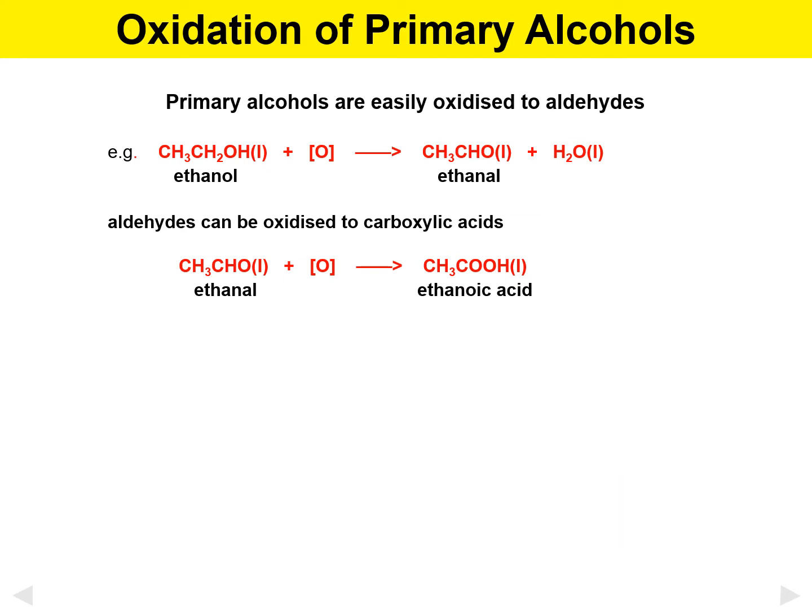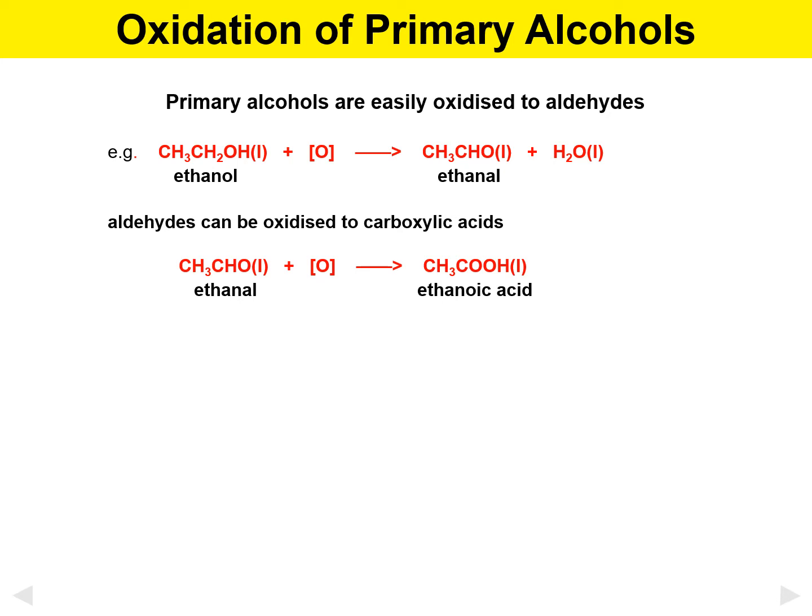If we look first of all at primary alcohols, they can be oxidized to aldehydes. If we look at the equation, we can see that we don't put the oxidizing agent into the equation, but instead put an O in brackets. We will see this throughout the equations for oxidation. So the first equation shows the oxidation of ethanol to an aldehyde, ethanal, but ethanal can be further oxidized to a carboxylic acid.